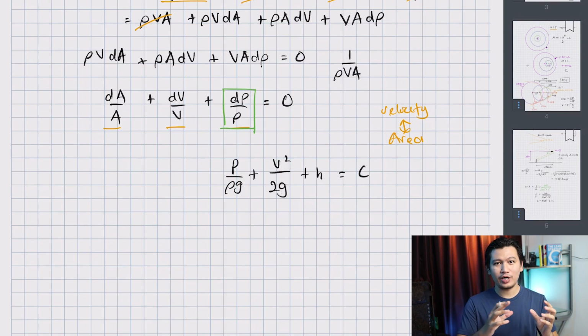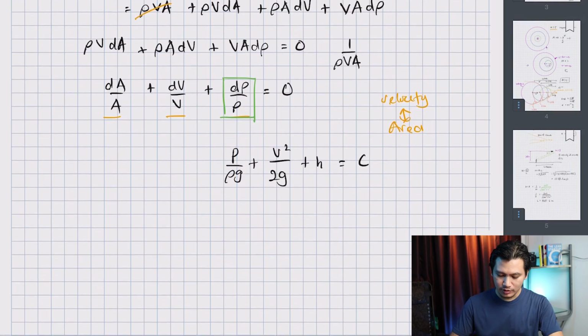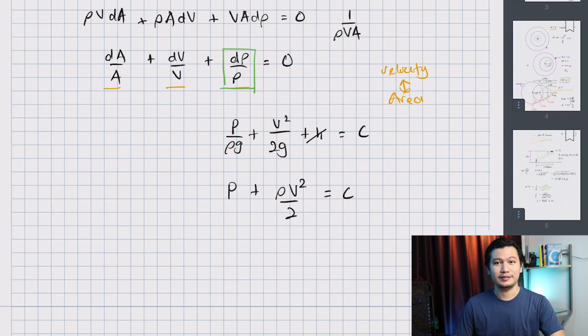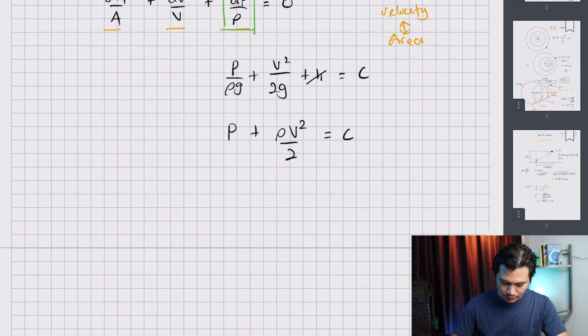So if you have point 1 on the left, the total of P over rho g plus V squared over 2g plus H at 1 will equal the total of that at point 2. Alright, so now let's assume that the pipe is a horizontal pipe, so H will be eliminated. And I want P as the subject, so this is going to be P plus rho V squared over 2 equal to a constant. Okay, can I do that? Alright, so now P is equal to C minus rho V squared over 2.